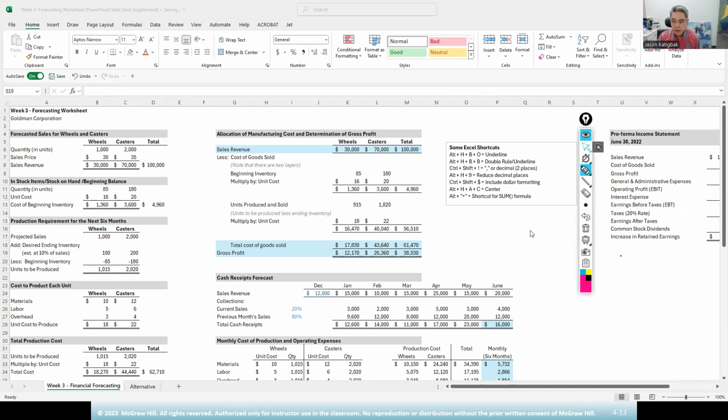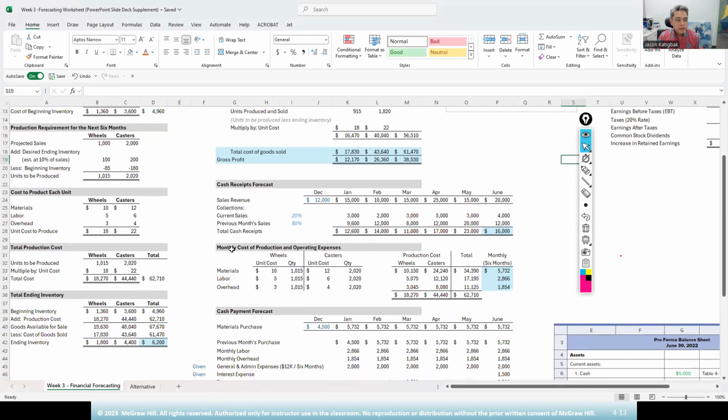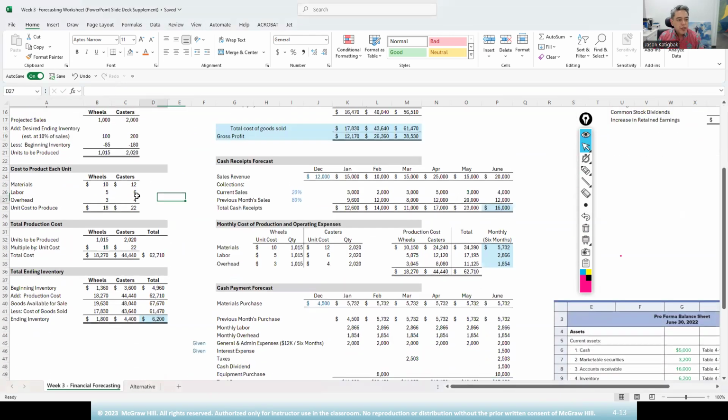And then I'll go back here. I'll go down, right, as we go through. Now, remember that you have a cost to produce each item. So it's given $10, 5, and 3 for materials, labor, and overhead respectively. Then you have both wheels and casters, 18 and 22. We remember that from the PowerPoint slide. The units to be produced is basically a link to what we computed a while ago.